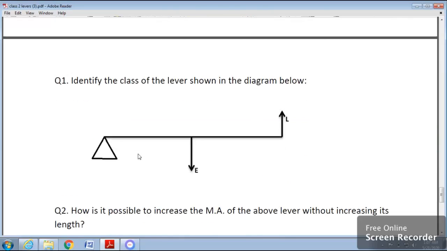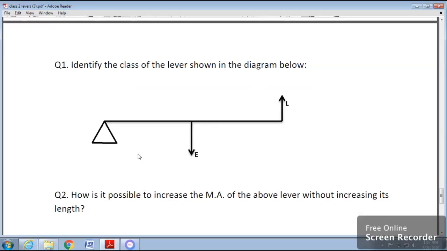So moving on to the next, I want to add this question to this section. See, this question was there in this year's board exams. Identify the class of lever shown in the diagram. Here we have fulcrum at one end, load here, and effort is in the middle. I hope you can guess. Yes, this is class 3 lever. The second question they have added is, how is it possible to increase the mechanical advantage of the above lever without increasing its length?